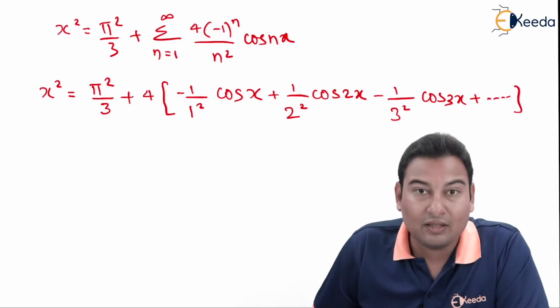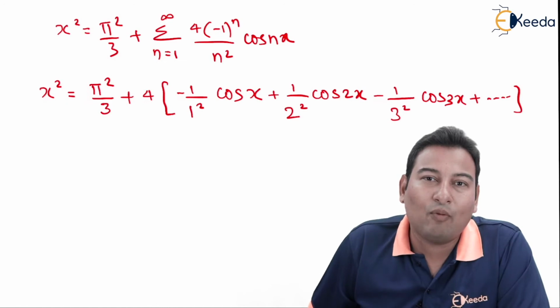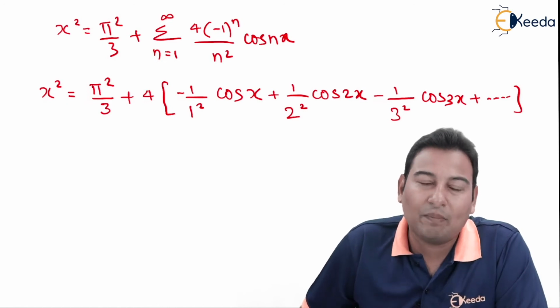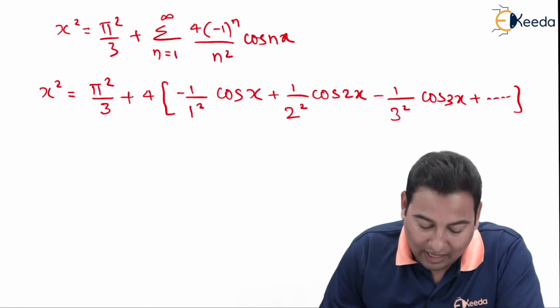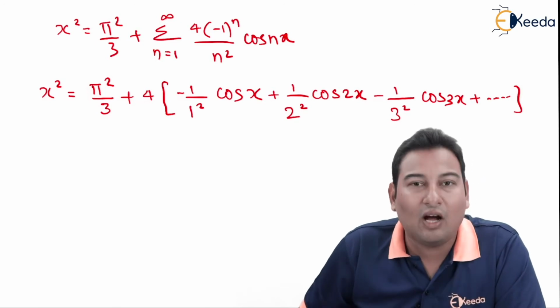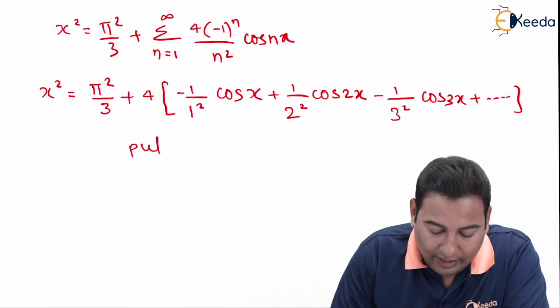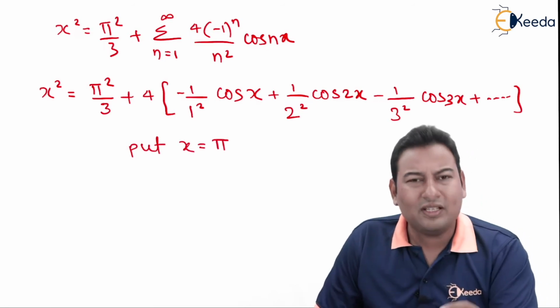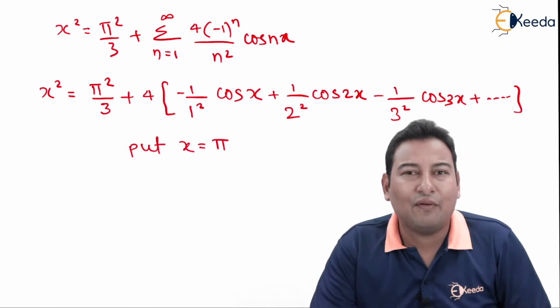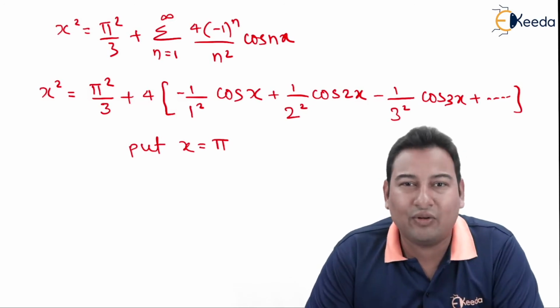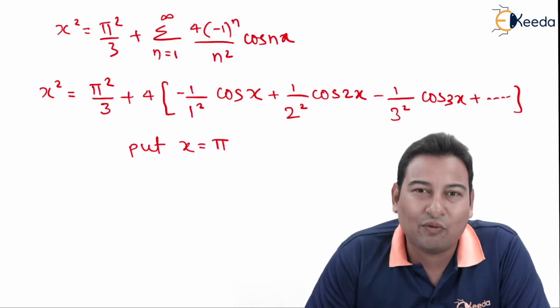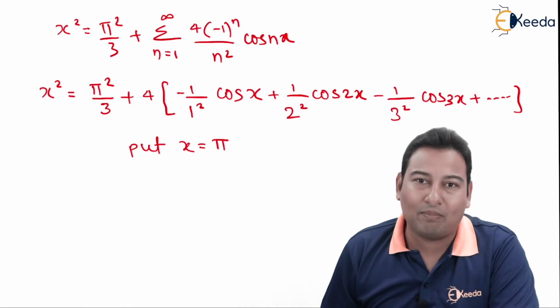For the first deduction, we want 1 upon 1 square plus 1 upon 2 square plus 1 upon 3 square and so on. That means I want all the terms positive. How can I get positive terms? Let's put x equal to pi. Always remember friends, for deduction try with 0, pi, pi by 2 and you'll get your result. Let's substitute x equal to pi. Let's check what is going to happen.